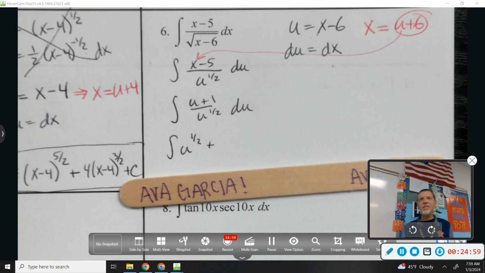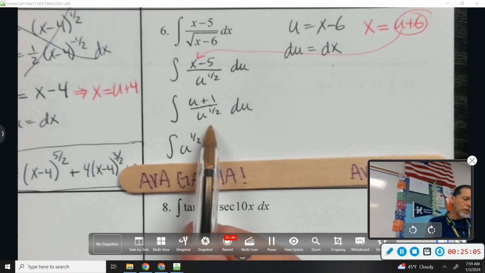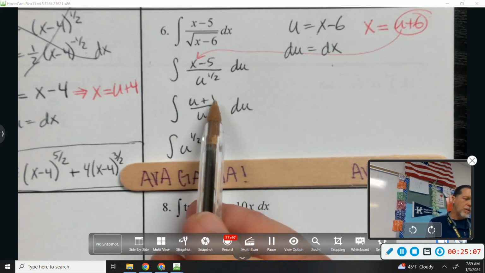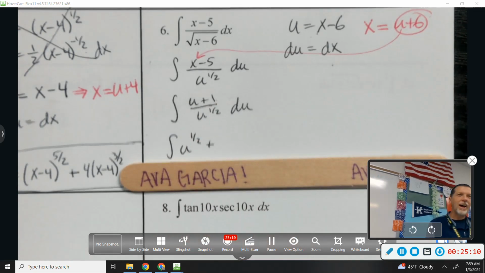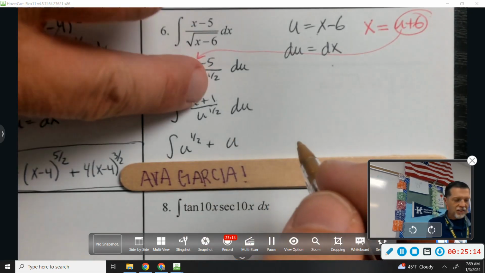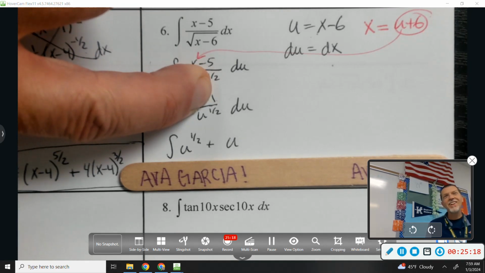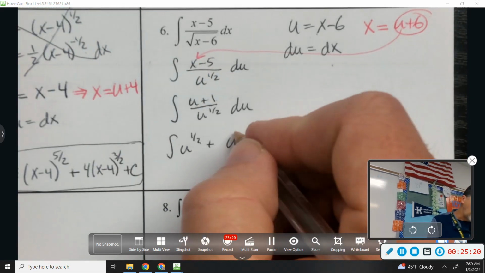hey Ava, what's 1 over u to the 1/2? It's like u over u to the 1/2 is u to the 1/2. 1 over u to the 1/2 is... Why is it in the denominator? It's negative. U to the negative 1/2.